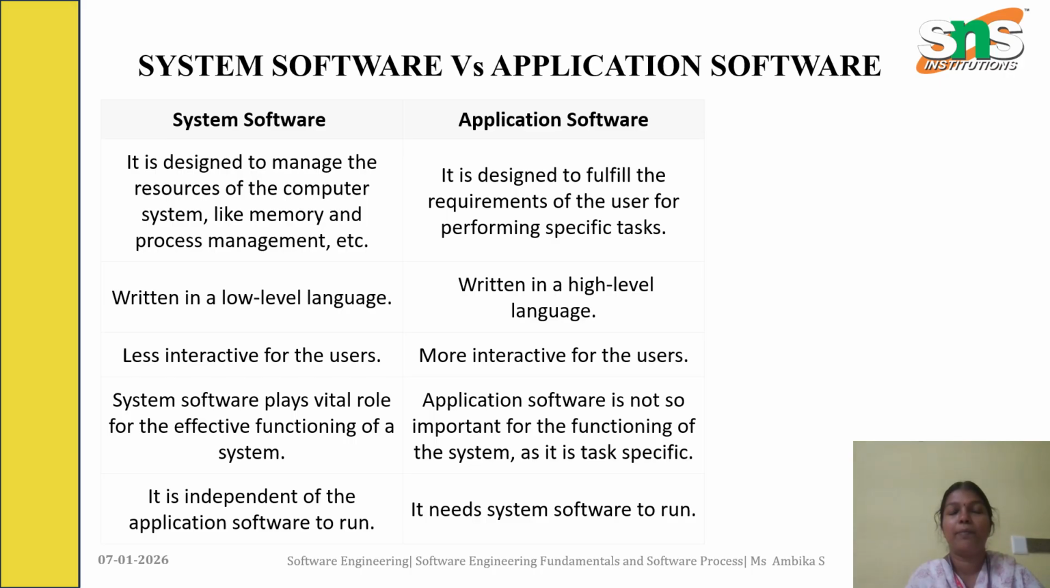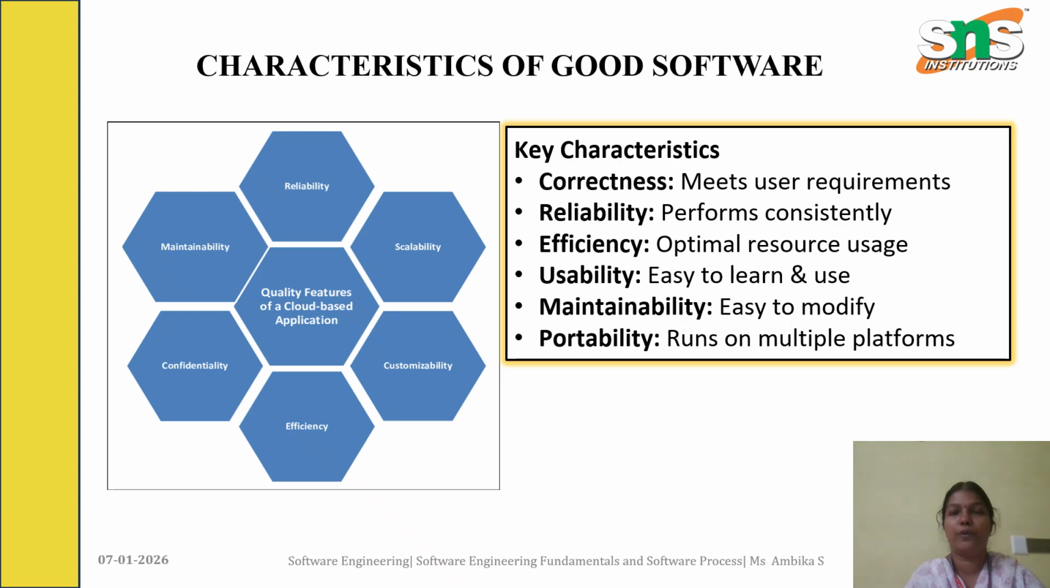System software plays a vital role in the effective functioning of the system, whereas application software is not as important compared to system software because it performs a specific task. System software is independent of application software to run, but application software needs system software to run.